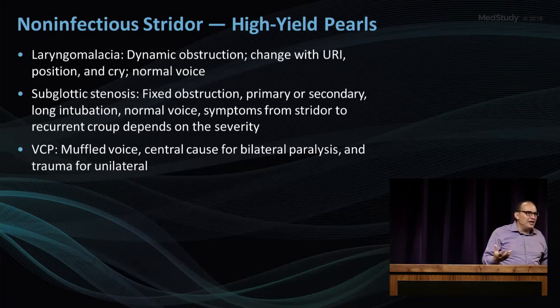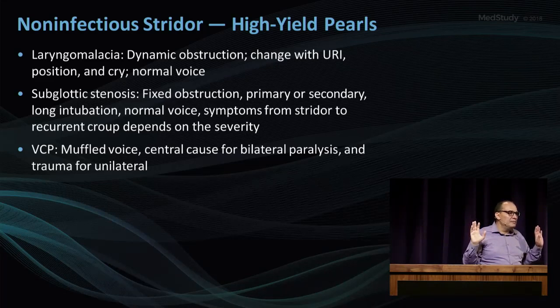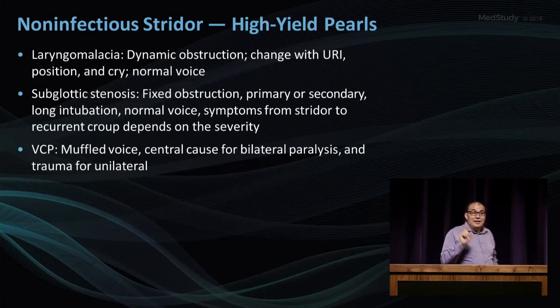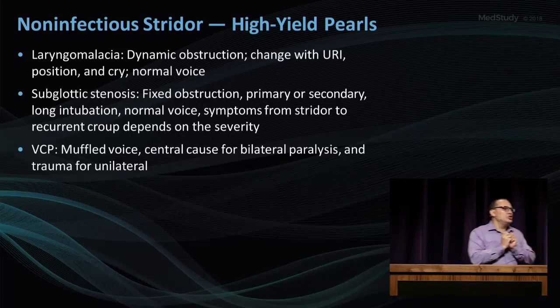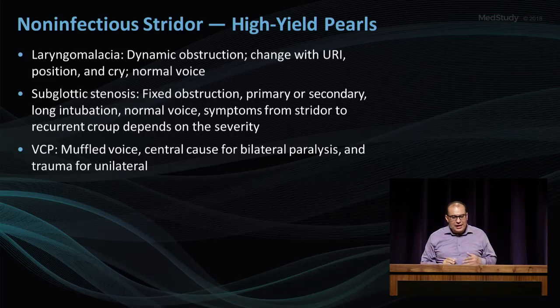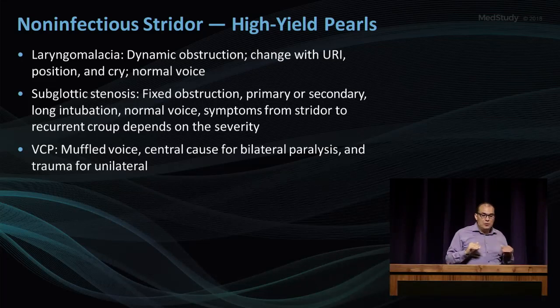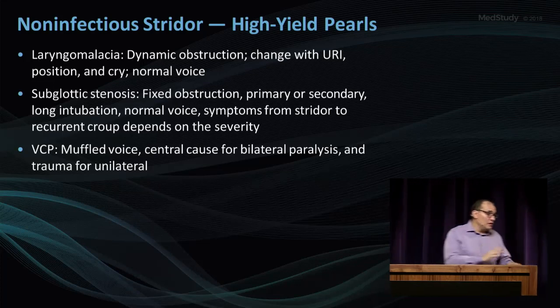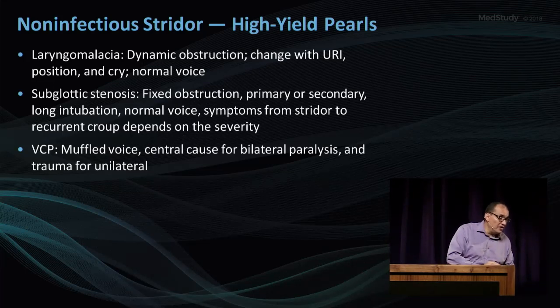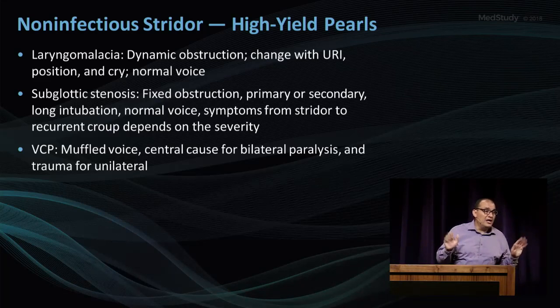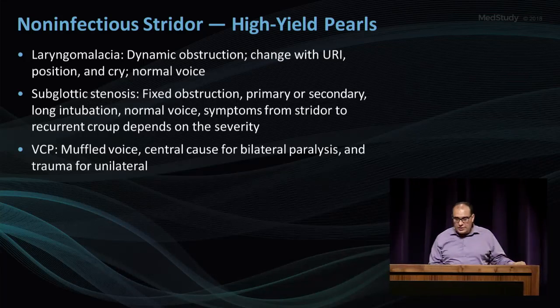So when they say it changes with crying, you got your hint. Okay? And then it's in the wall of the larynx, so there is no involvement of the vocal cord. You have a normal cry, no hoarseness. If you have subglottic stenosis, it's a fixed obstruction. As I said, it's a normal voice, but it does not change with crying. You could also have recurrent croup, depending on the severity. If it's vocal cord paralysis, how is the kid? You see a muffled voice, weak cry, aspiration. Bilateral suggests a central cause; unilateral follows trauma or cardiac surgery. Did he have a traumatic intubation, whatever? That will cause it.